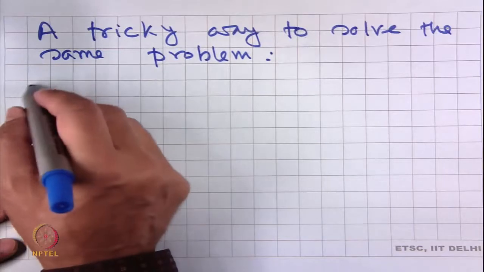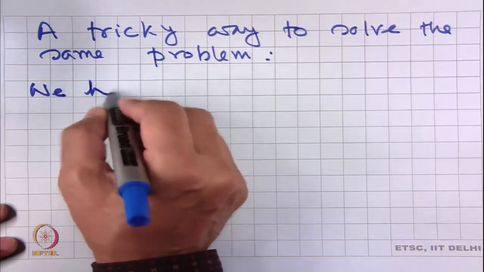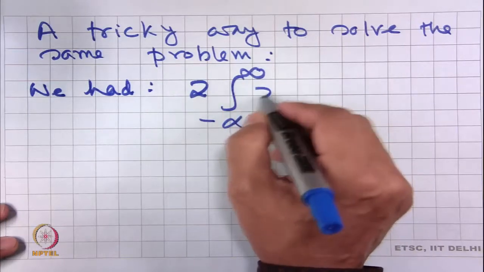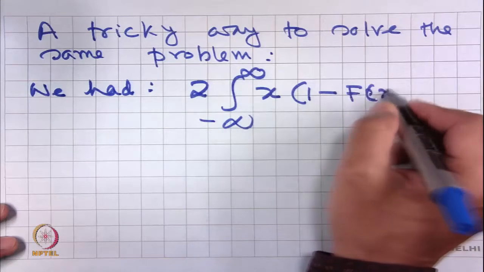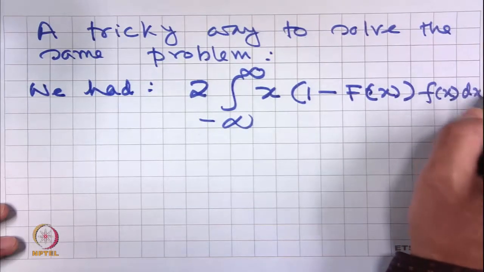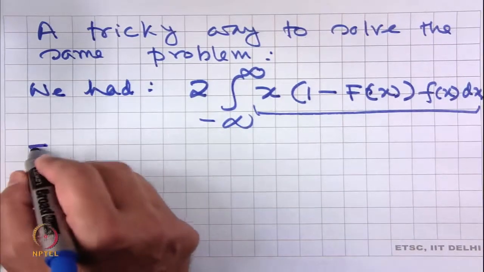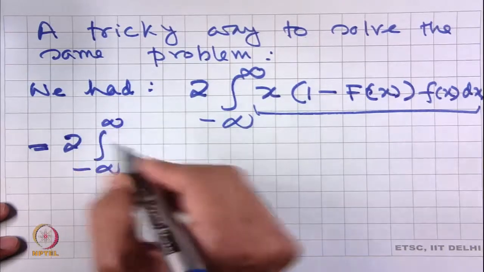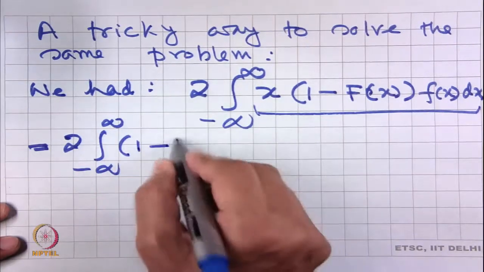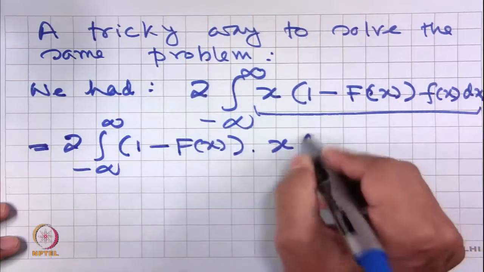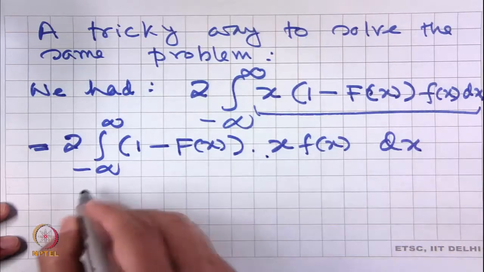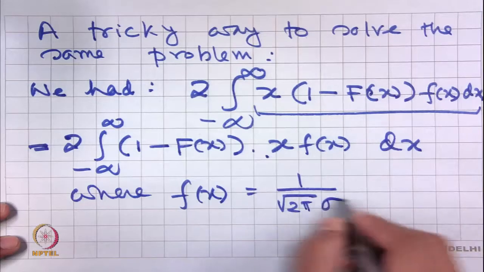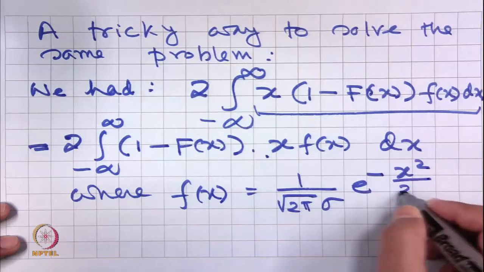So, we were at this stage: two times integration minus infinity to infinity x into 1 minus F x into f x dx, which we write as follows: 2 times integration minus infinity to infinity 1 minus F x into x times f x dx, where f is 1 over root 2 pi sigma e to the power minus x square upon 2 sigma square.